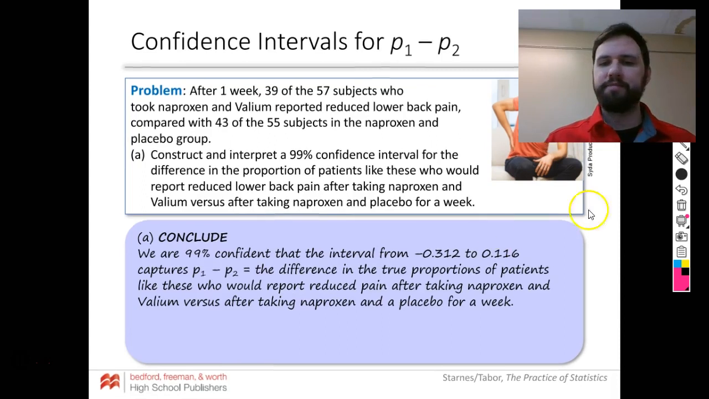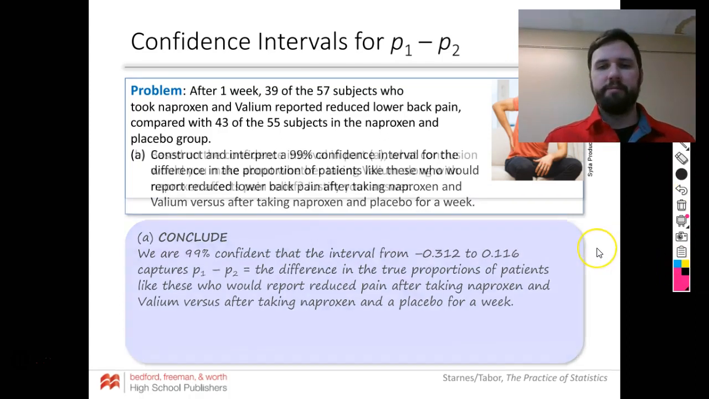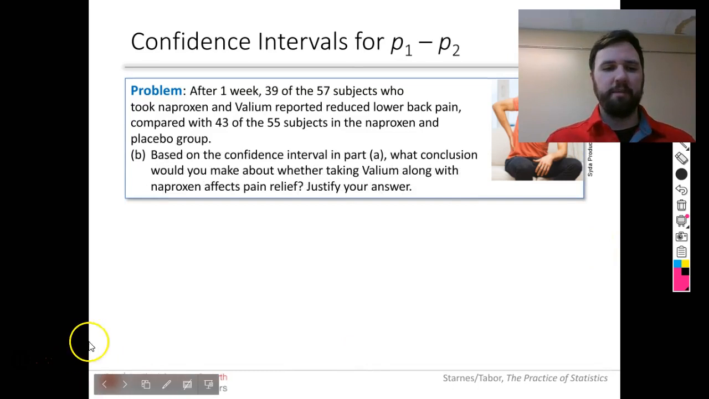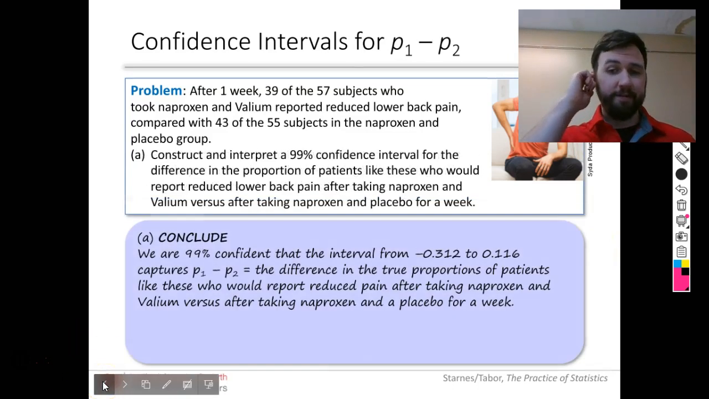So let's conclude. So we are 99% confident that the interval from blank to blank captures the difference in the true proportions of patients between the 2 drugs and the 1 drug for 1 week. I'll go back and pause it if you need it. Again, we've done all this before. The only thing that's changing is our formula slightly.